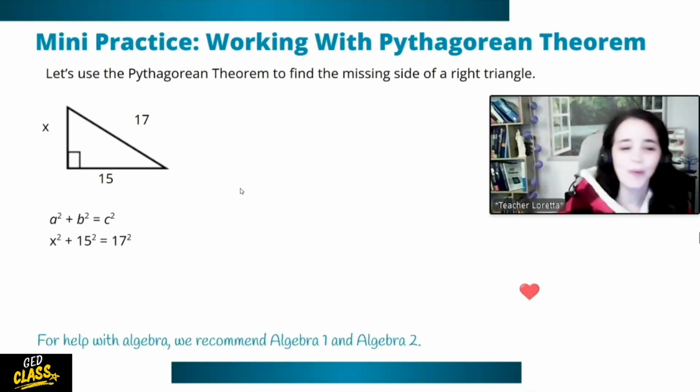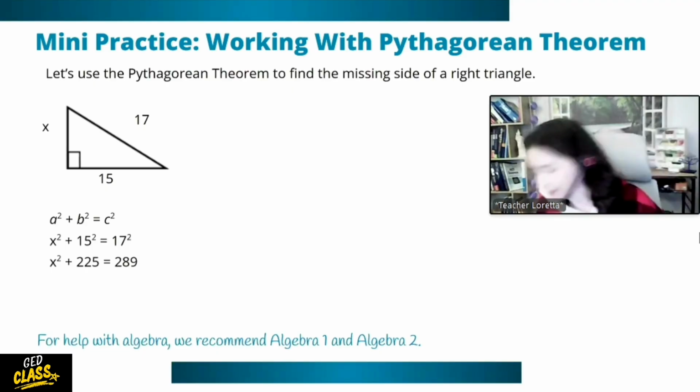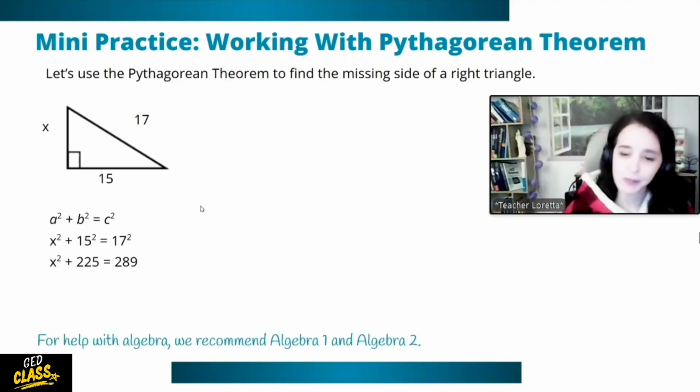Okay, so we have x squared plus 225 is 289. No, he is a very good boy. x squared plus 225 is 289. So what would x squared equal, my friends? Oh, he's your emotional support buddy, right? Your math buddy.